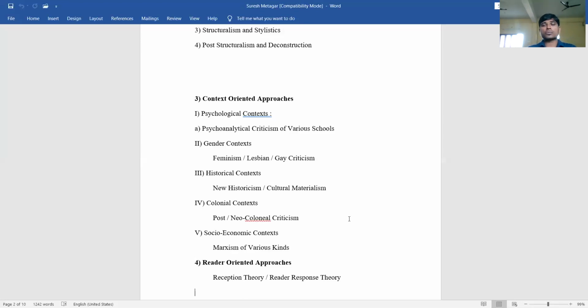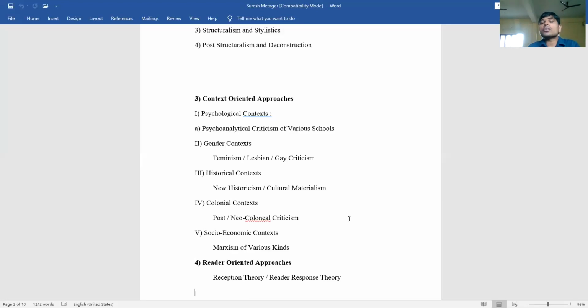New historicism is totally advanced Marxism. In Marxism, we think about socio-economic conditions. Here, they consider all ideologies, politics, literature, so-called culture, and everything. How those cultures and ideologies shape the society, shape the language, shape the literature.